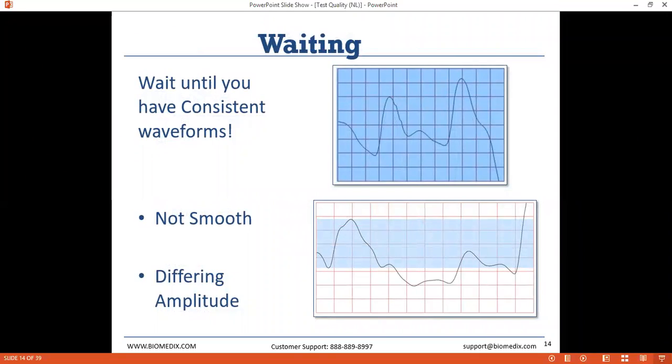One of the first challenges that I often find that technicians have in performing the study is they simply don't wait long enough. As the cuff pressurizes around the leg, it does take the body a few seconds to accommodate that and settle down after that change.